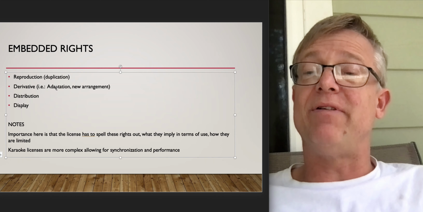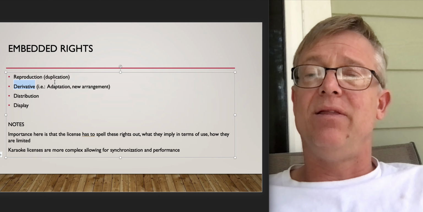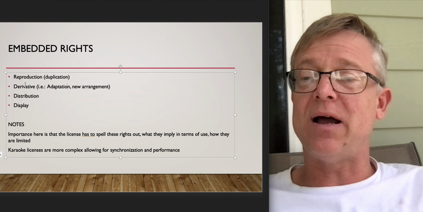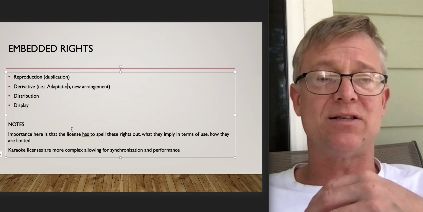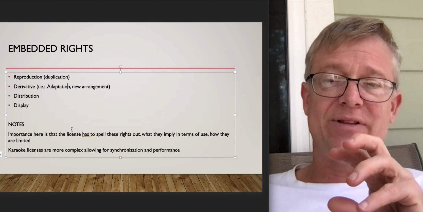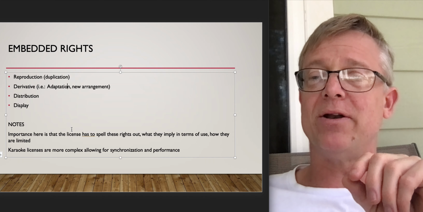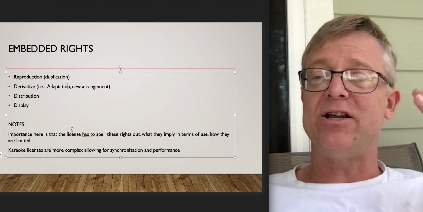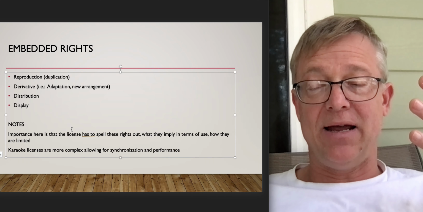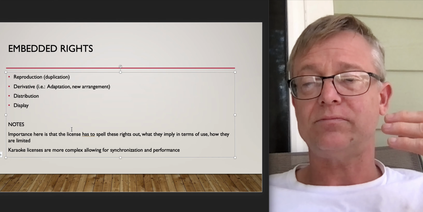Derivative is also known as adaptation. So you've got these synonym terms here, reproduction and duplication. These are synonyms, so don't be thrown by that. These do come back to the bundle of rights. That's important, and that's why we started with the bundle of rights. You can see that each of these licenses is going to pull on and activate certain rights from the bundle. And so here we've got duplication, derivative to make this new form, and then the right to display, and the right to distribute.